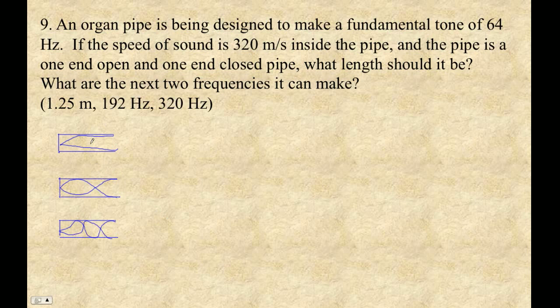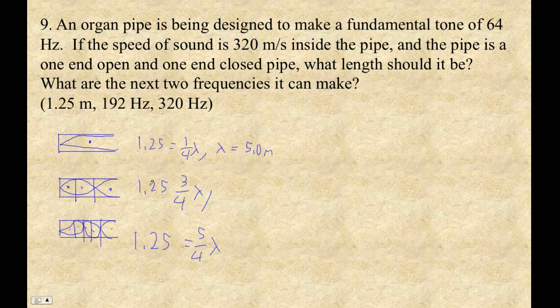Okay, so this is 1/4 wavelength. So 1.25 is 1/4 wavelength, so the wavelength is 5 meters. This one is 3/4, so we go boop, boop, boop. So 1.25 is 3/4 wavelengths. And then this is, let's see, 1, 2, 3, 4, 5/4 wavelengths. So 1.25 is 5/4 wavelengths.